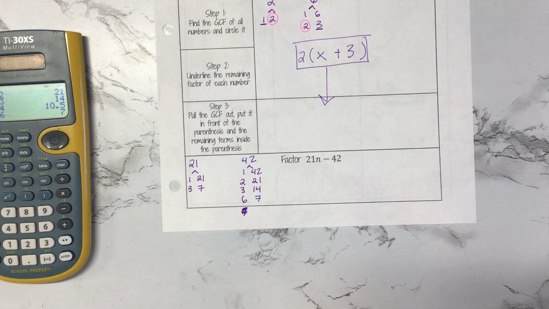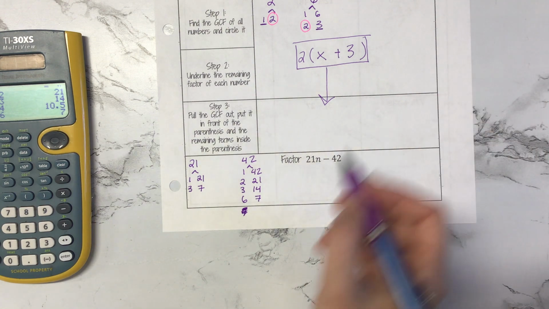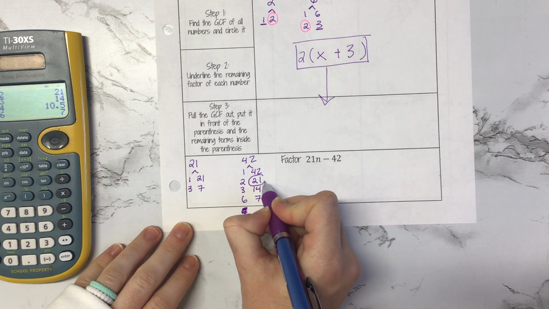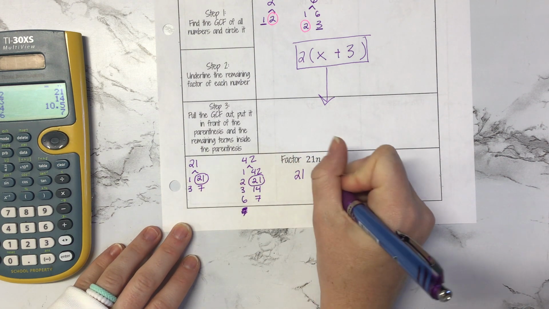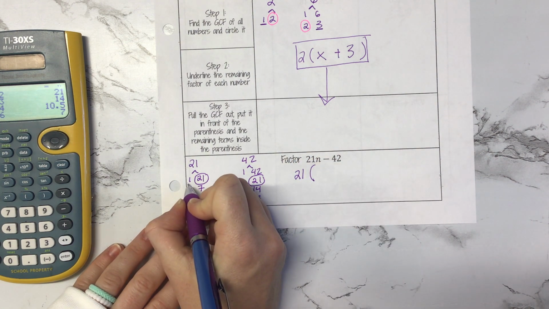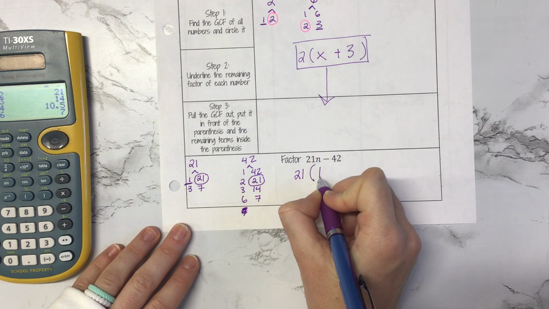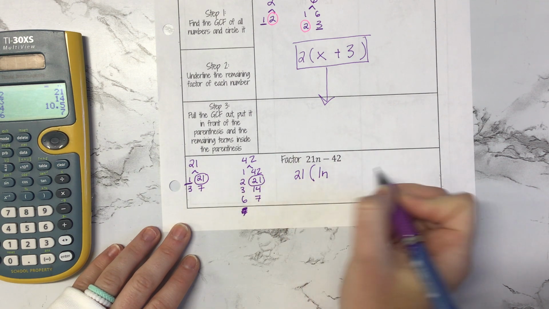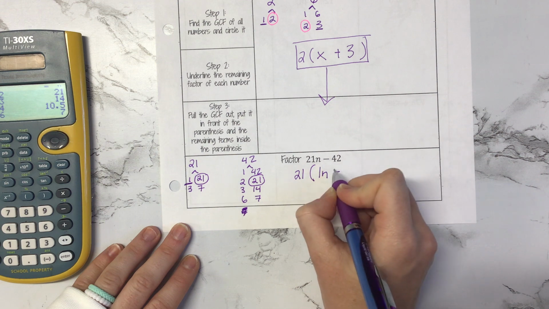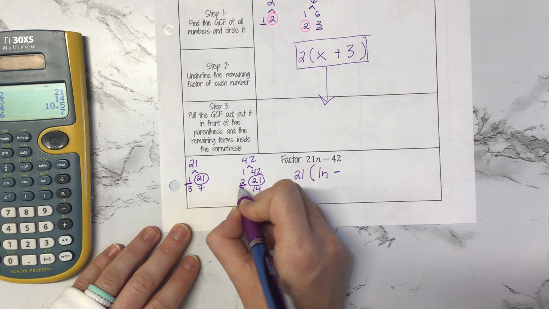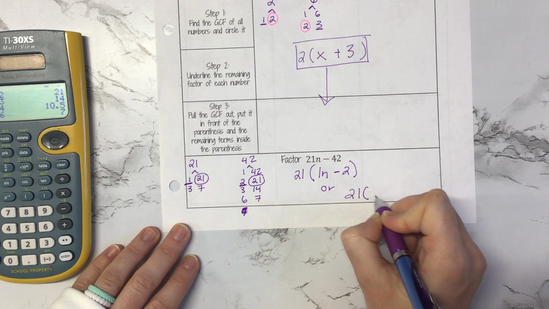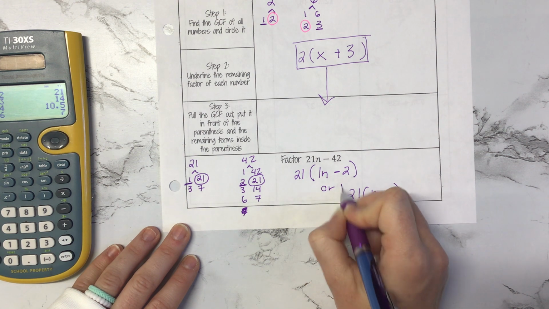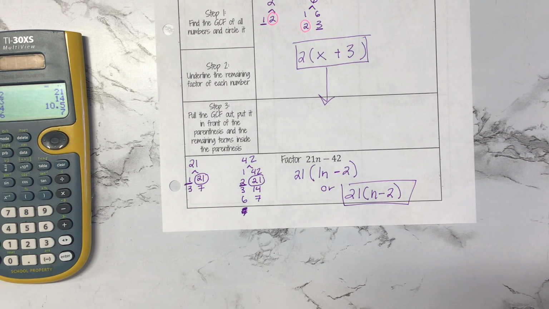Okay. Then I'm going to circle the biggest number that both of them have. The biggest number they both have is 21. So I put 21 outside of the parentheses. Then I'm left with 1. And that term had an n, so 1n. And then minus, I'm left with a factor of 2. Or you can just write it as n minus 2. Okay.